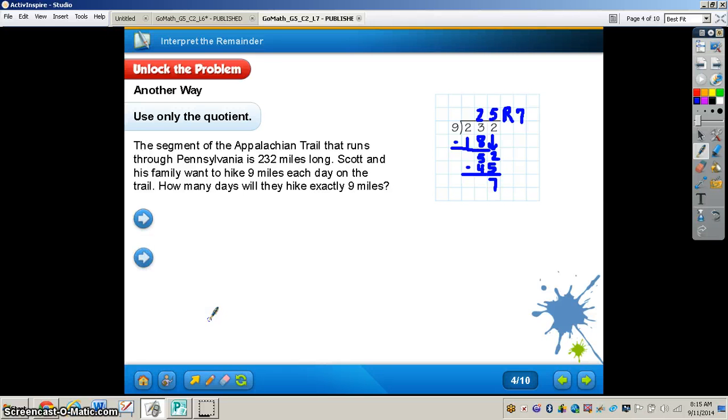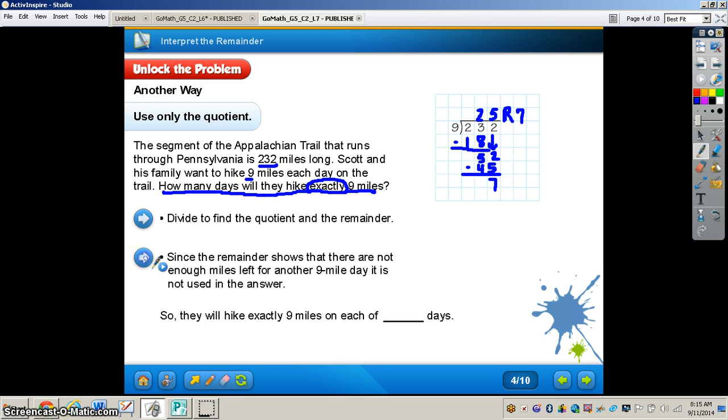Okay, so we can see that first of all they're asking us, the dividend is 232, the divisor is 9, and how many days will they hike exactly 9 miles? The key term here is exactly. Okay, so divide to find the quotient and the remainder. You should have had 25 with a remainder of 7. Okay, so that's the first part.